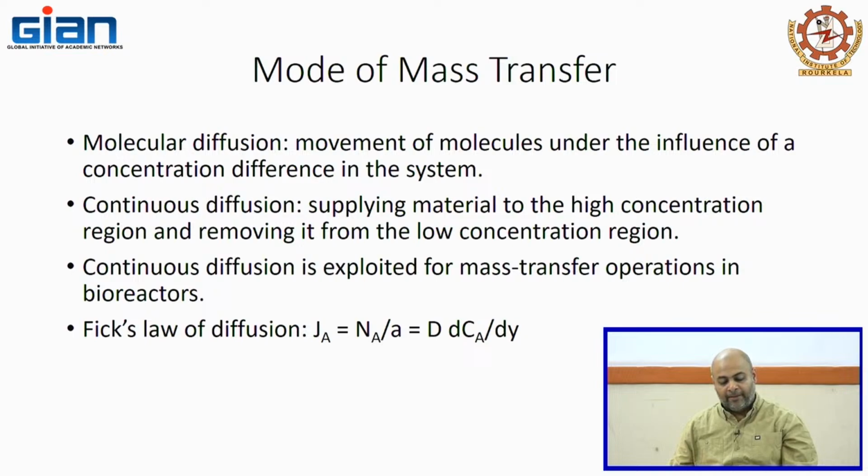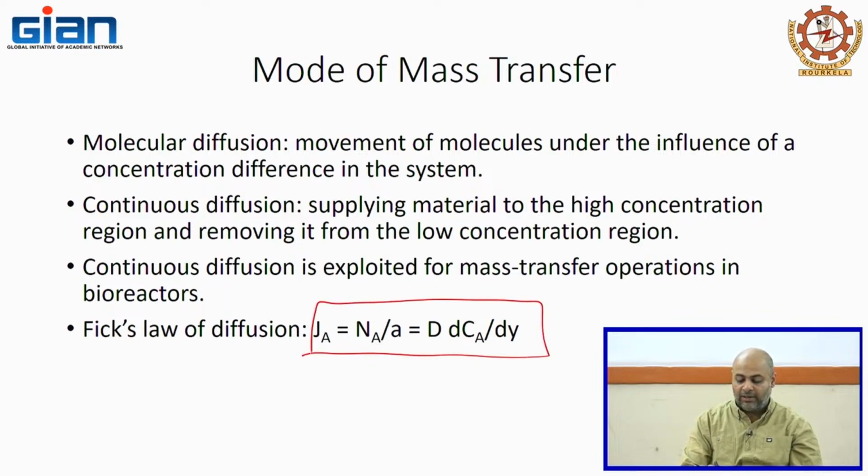Now, continuous diffusion is exploited for mass transfer operations in bioreactor. The Fick's law of diffusion, which we already discussed, is basically used in terms of estimating the amount of mass that has been transferred. So, you do need to know the diffusivity, the concentration gradient and the distance through which it is diffusing.